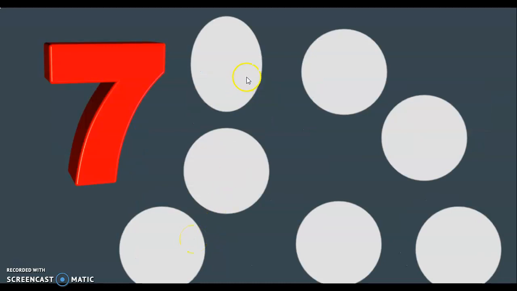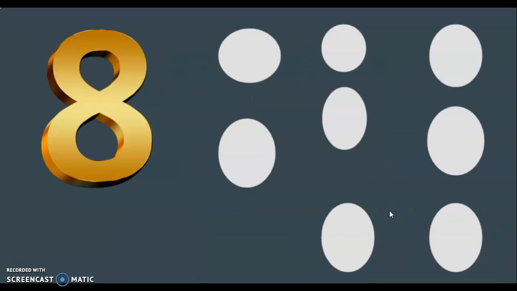After 6 is the number 7. So we have 1, 2, 3, 4, 5, 6, and one more makes our number 7. After 7 is the number 8. So we have 1, 2, 3, 4, 5, 6, 7, 8 circles in our group.